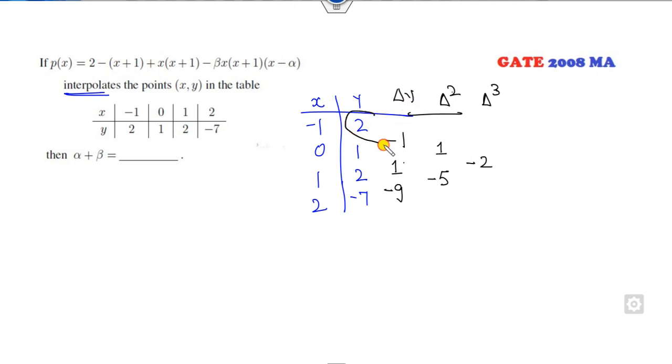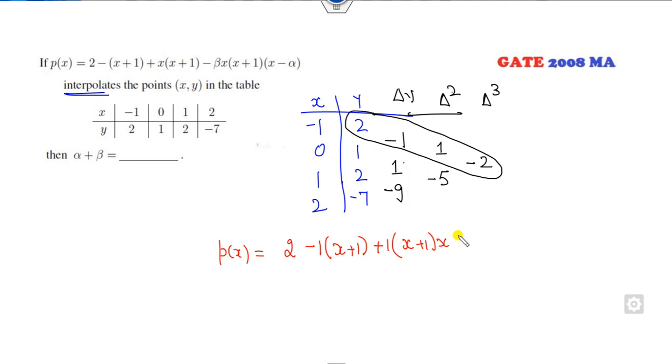Fine. Now you can use this polynomial. You can write it as 2. This is my P of x is 2 minus 1 of x plus 1. Otherwise there is no need, you can see that. You can write it if you want, plus 1 of (x plus 1) x and minus of 2 times (x plus 1) x (x minus 1). Now if you compare them, 2 is there, this is fine, so beta will be 2, alpha will be x minus alpha, so alpha will be 1.